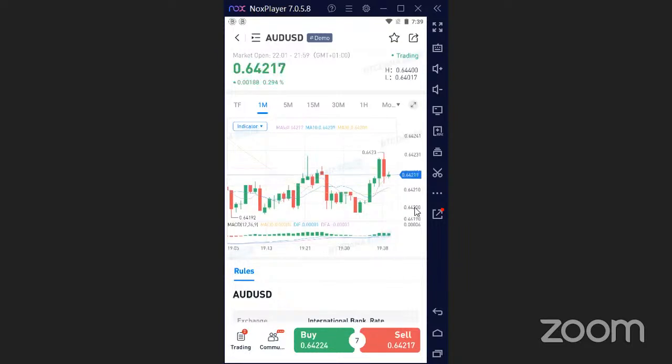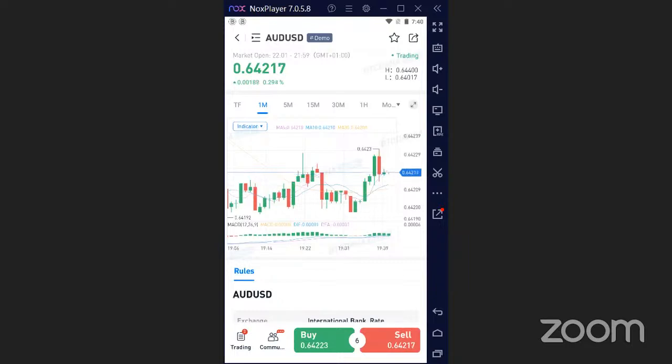Okay, so I'm going to enter this number because this number is around this area. So I'm going to say 0.64200. That is where my take profit is going to be. So I'm going to set it on where we saw take profit, TP, just now. I hope you understand what TP means now.